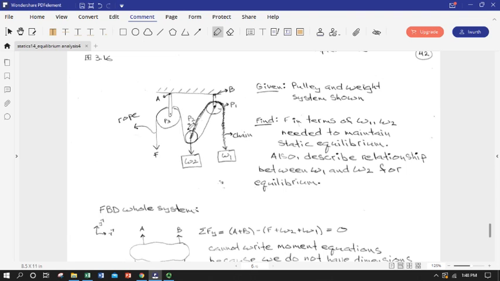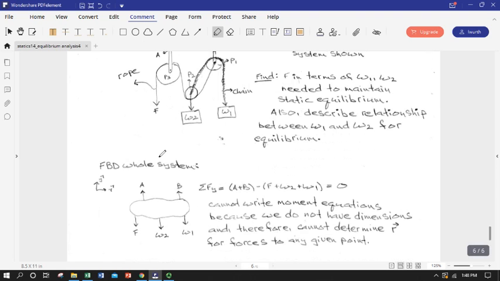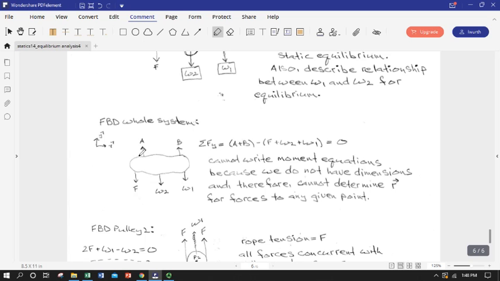And just for reference, this fuzzy thick line is like some kind of chain that's just connecting the center of this pulley P2 directly with the weight W1, and then the thin line is a rope that goes from the center of pulley P1, goes under pulley P2, over pulley P3, and then we're going to apply a force to it. Okay, so let's start with an FBD of the whole system.